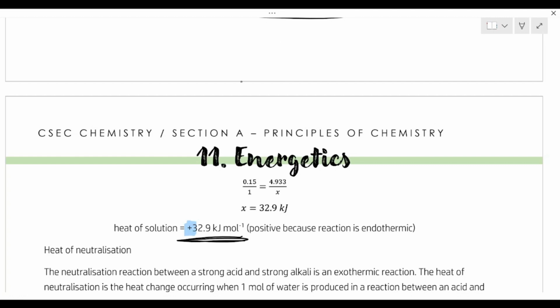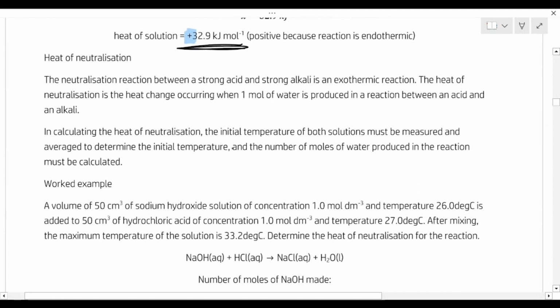The other type of calculation that you can be asked to do is heat of neutralization. We know what a neutralization reaction is. Acid plus base gives you salt plus water. And the neutralization between a strong acid and a strong alkali is exothermic. Now, the heat of neutralization, the definition, is the heat change occurring when 1 mole of water is produced in a reaction between an acid and an alkali. Now, when you're calculating that heat of neutralization, you need the initial temperature of both solutions, average them, and use that value as your initial temperature. And you also need the number of moles of water produced.